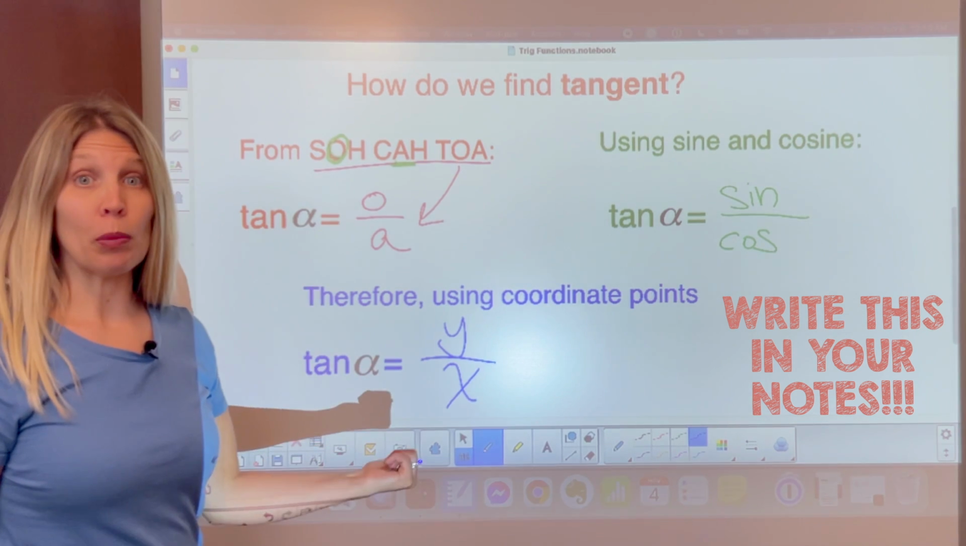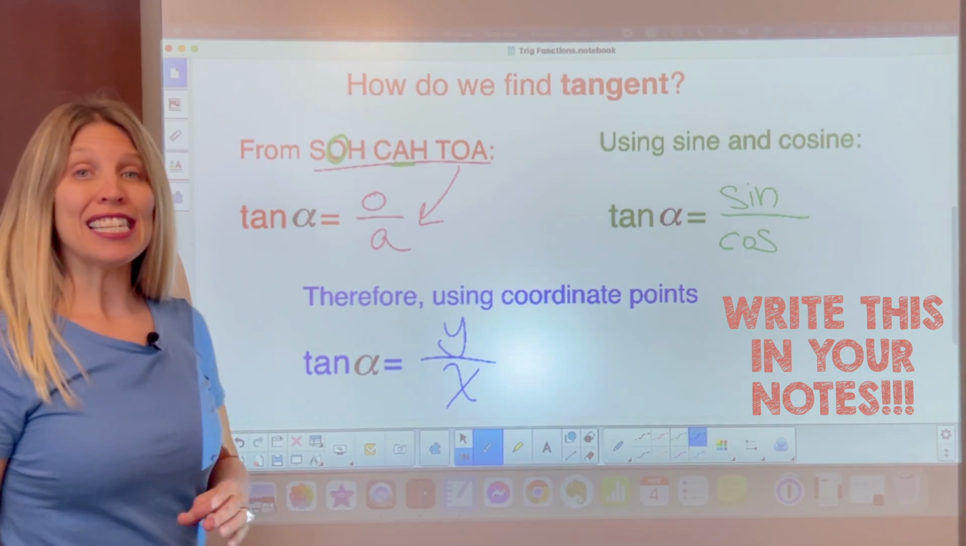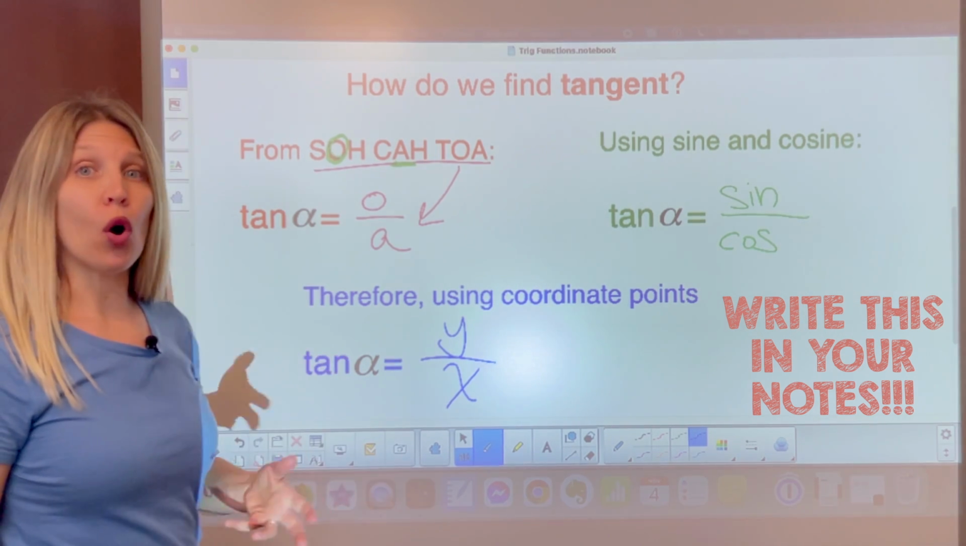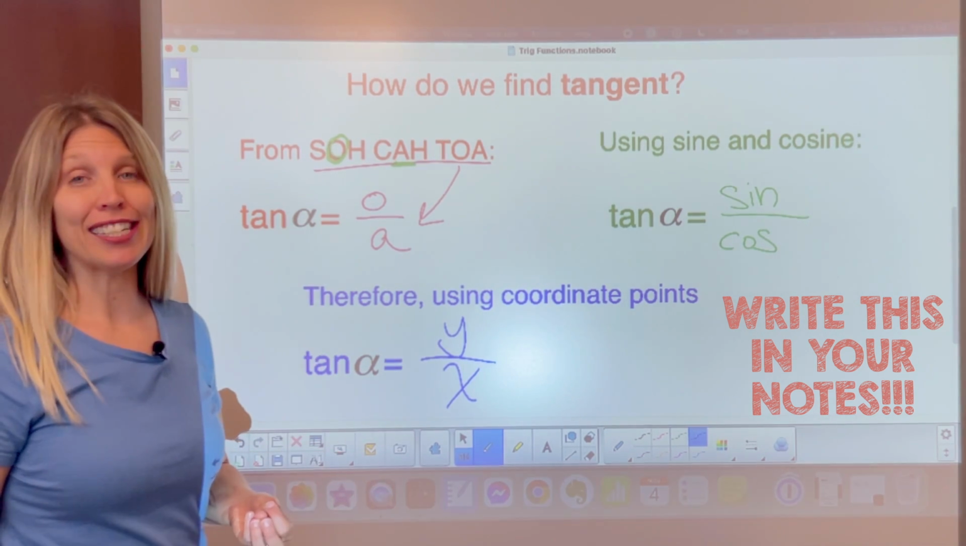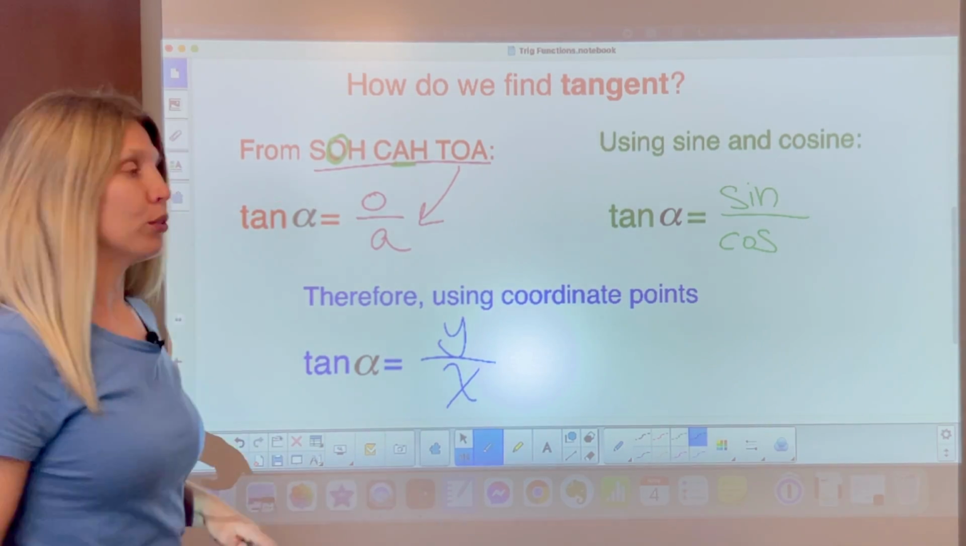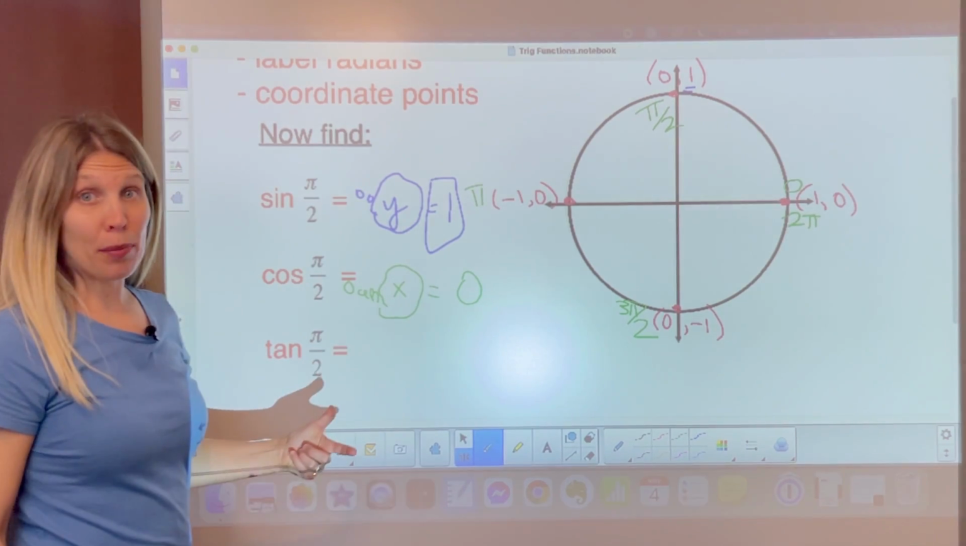Again, this is super important. Put it in your notes, save this information, make sure it's easily accessible. You need to know all 3 different ways that you can find tangent's values. So now let's go back and find tangent at pi over 2.